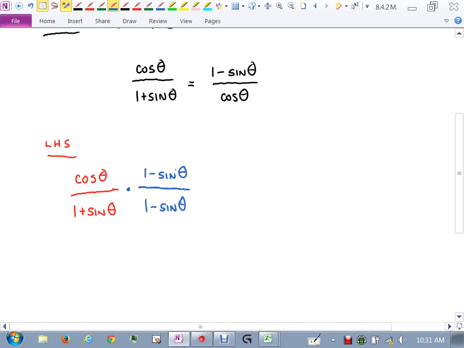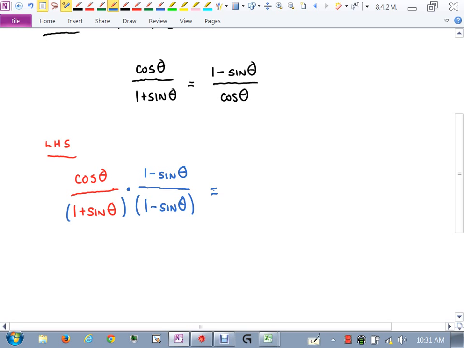Can I? Yes? Now, why in the world would I do that? What have I foreseen is going to happen when I multiply that denominator out? This is a difference of 2 squares, isn't it? This is a difference of 2 squares. It's 1 plus sine theta, 1 minus sine theta.